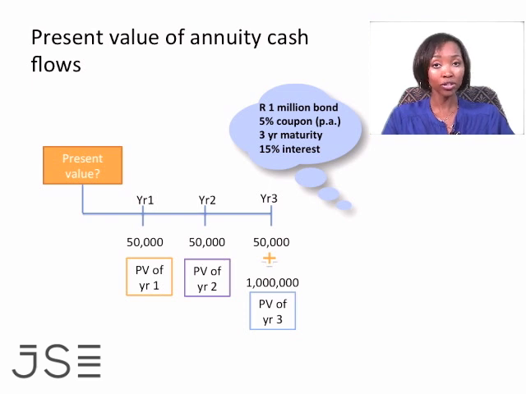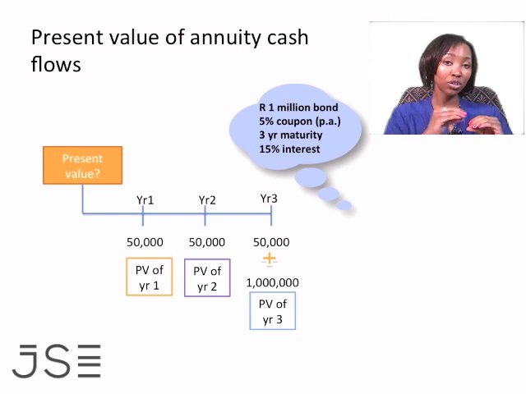So for year 1, you're earning a 50,000 coupon. You would discount that at your 15% interest rate to get your present value for year 1. Then you do the same calculation for year 2, where you calculate the present value of the coupon that you earn in year 2. In year 3, you're earning the coupon plus the 1 million rand that you invested. So then you calculate the present value of 1 million plus 50,000.